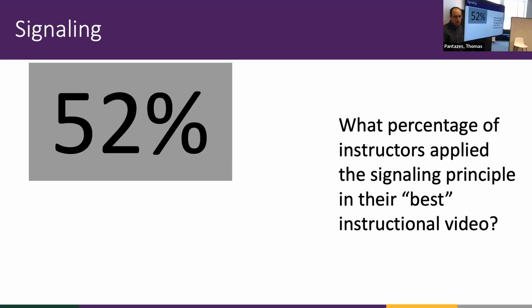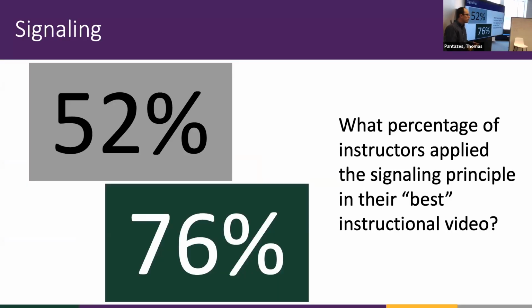52% said yes when I asked this as a yes-no question. When I got a little more granular with the Likert scale, I had a 5-point Likert scale as well, it got a little bit better. It was up to 76, depending on how I collected them. So depending on how I asked the question, we're somewhere in that range. I like the 76 a little more. It's a little more granular, a little more detailed.